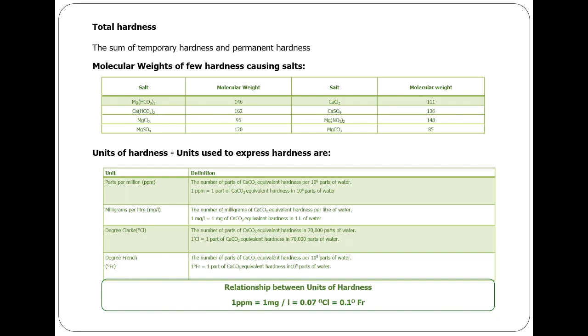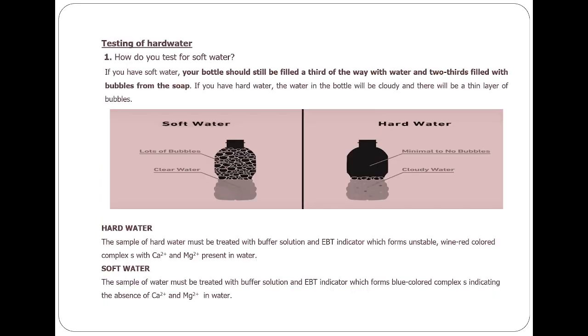There are four units of hardness we are going to discuss here. One is ppm, parts per million. The second is milligram per liter. The third is degree Clark, and the fourth is degree French. These are the four units of hardness. How are they related to each other? 1 ppm is equal to 1 milligram per liter, which is equal to 0.07 degree Clark, which is equal to 0.1 degree French.